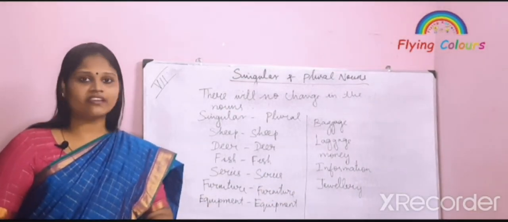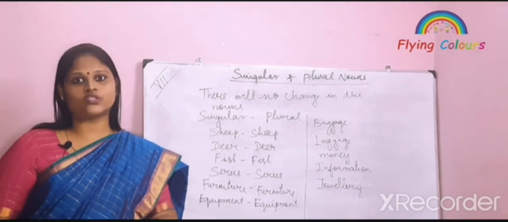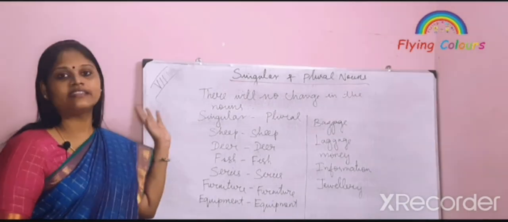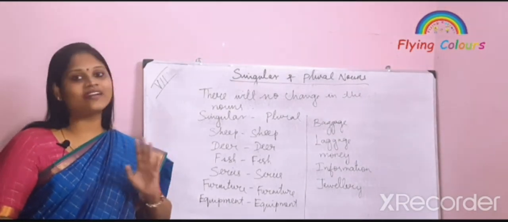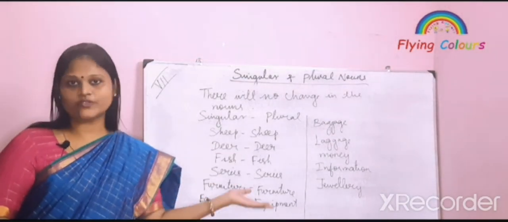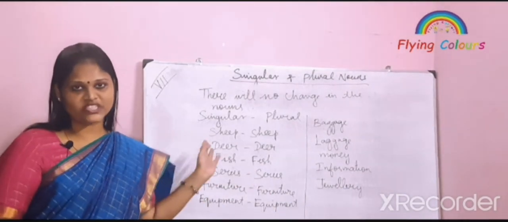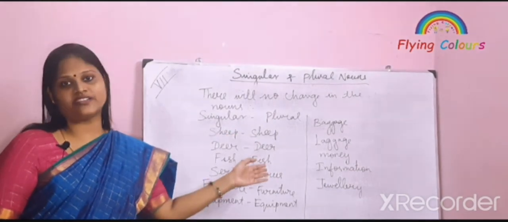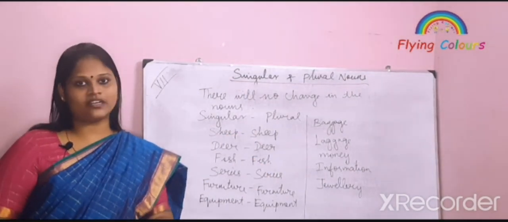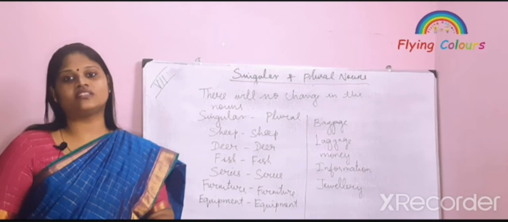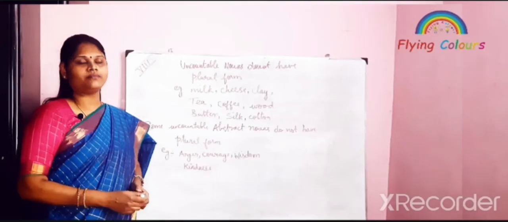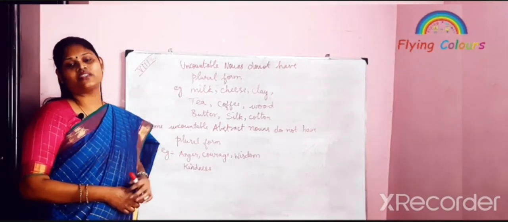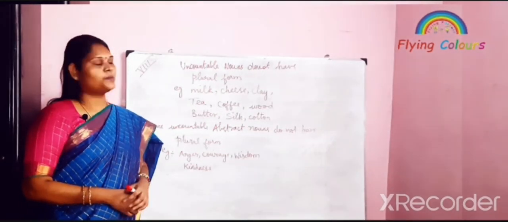So I will be giving some more examples in the description box. You can refer to that also. So let me repeat. The singular nouns will not have any change to make them into plural. For example, sheep is sheep, information is information, baggage is baggage, luggage is luggage. There is no change in the plural noun. This is the 7th concept. Coming to the 8th concept of singular plural nouns.